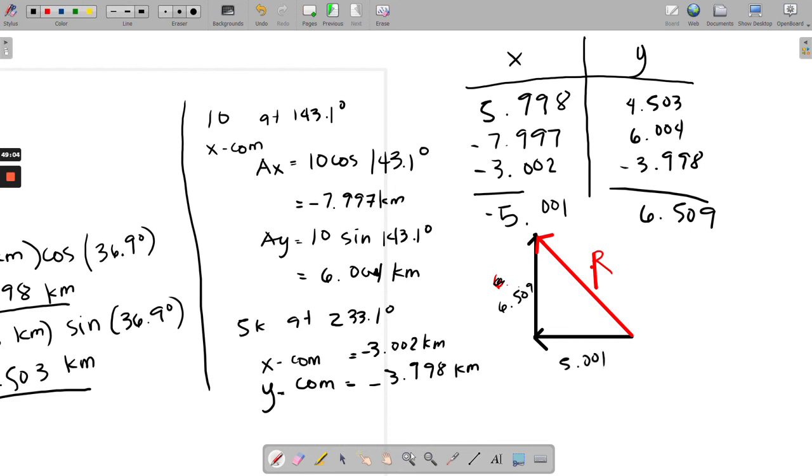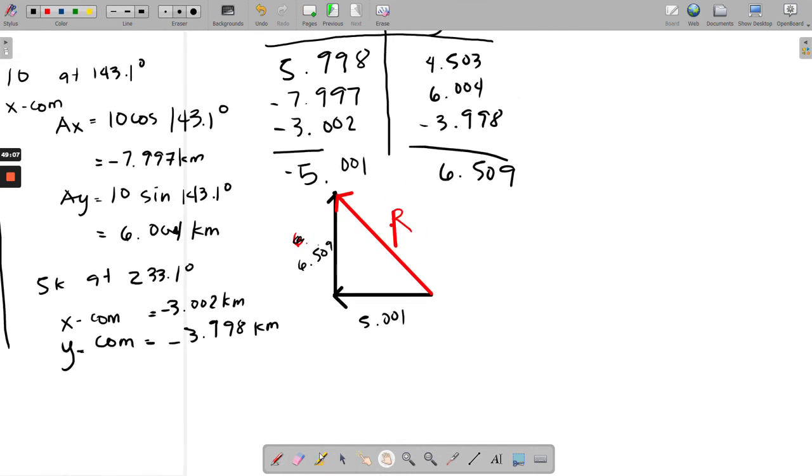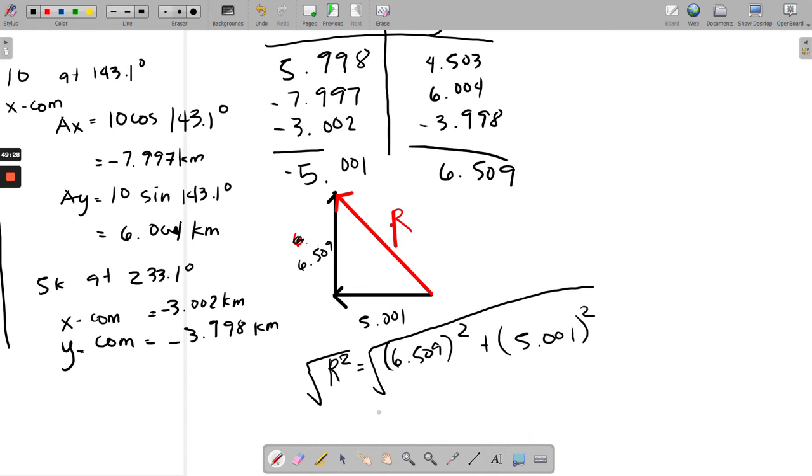And again, to solve for the resultant, what you just need to do is use R squared is equal to 6.509 squared plus 5.001 squared, and that's the Pythagorean theorem. Square root both sides, and your resultant is actually equal to 8.208 kilometers. So your resultant is 8.208 kilometers.